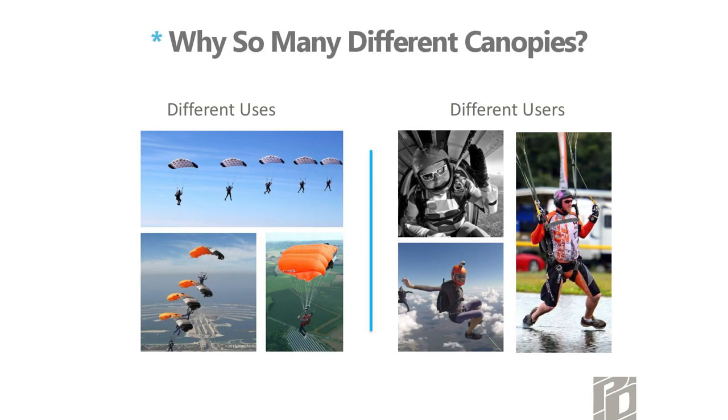So why are there so many different canopies? For the purpose of this seminar, I've broken it down into two basic things. One is that there are different uses of the parachutes we have, and there are different users. That idea might seem pretty reasonable, pretty simple. We're going to get into those two sides a little bit more.